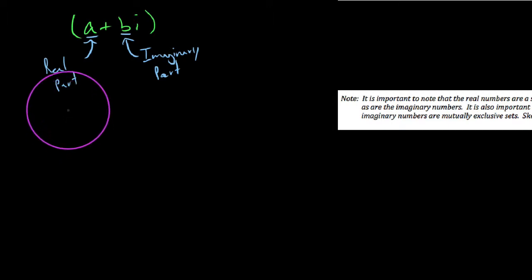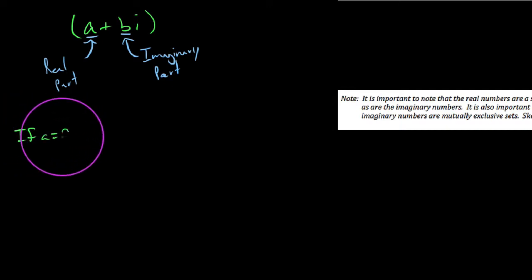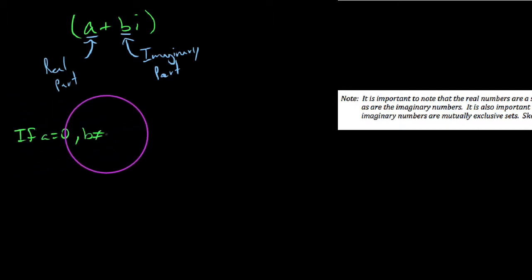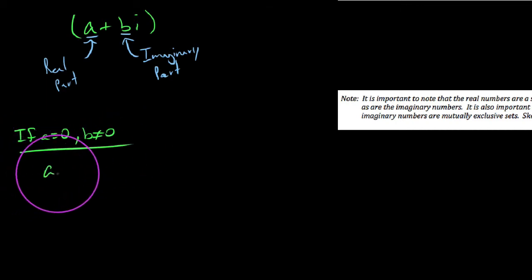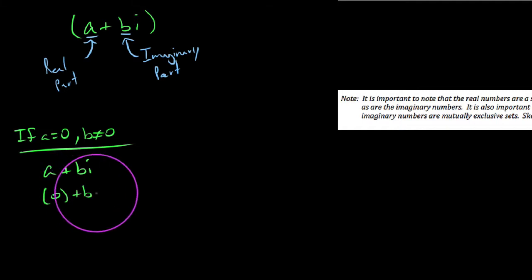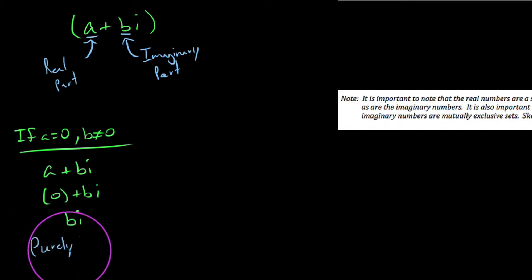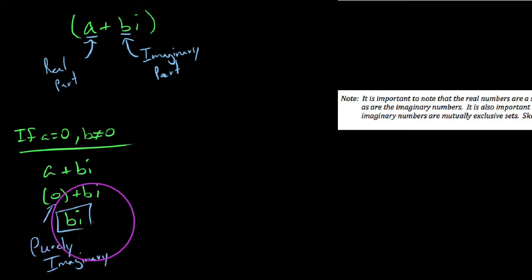It is very, very true that if the a value here is 0, so like we said, if a equals 0 and b does not equal 0, then what you end up with is a number that looks like this. We say a plus bi, where a is equal to 0, so you get 0 plus bi, which is just bi. And so this number gets a name. This is called a purely imaginary number. So essentially, we look at numbers that have a real part of 0. If the real part is 0 and it's just the imaginary part, then we call it purely imaginary.